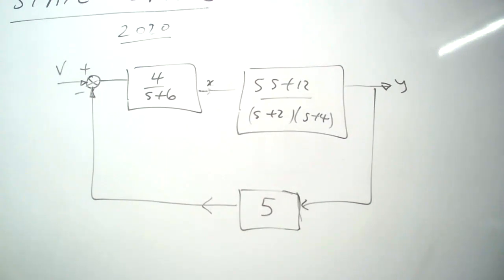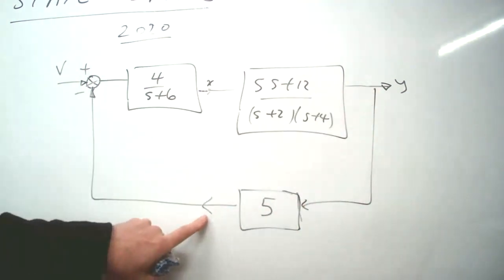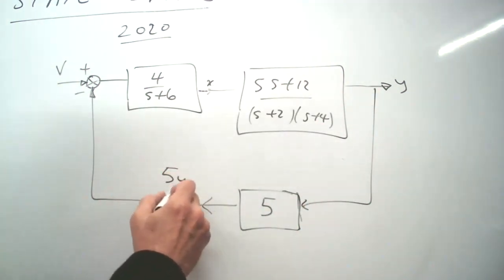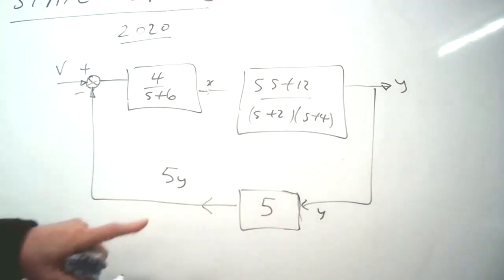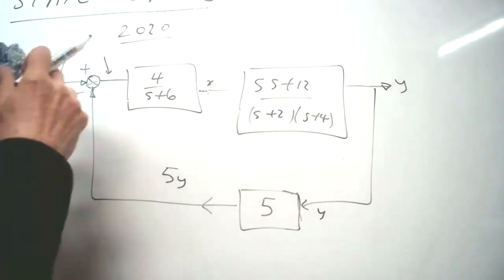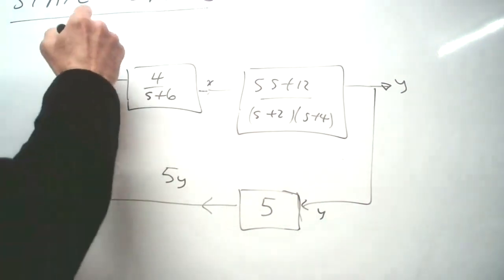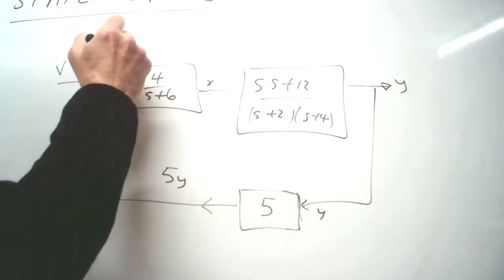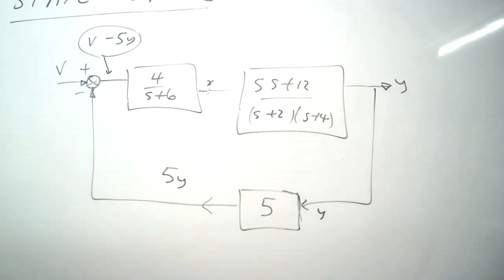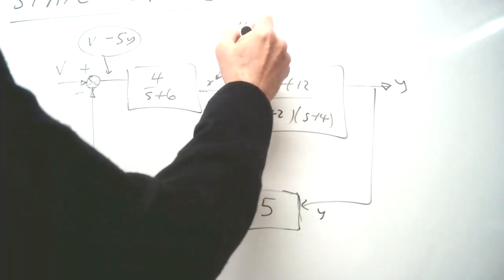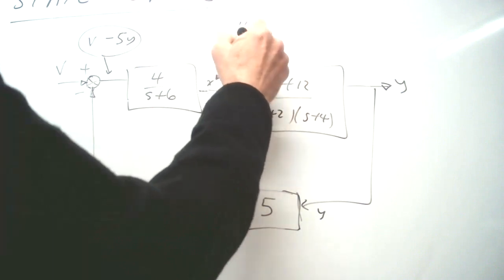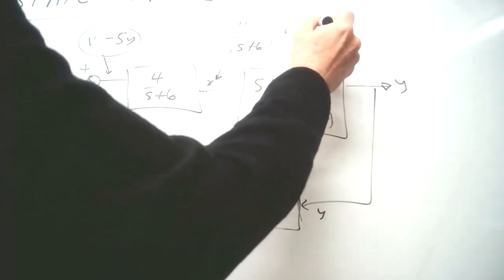And we've done that, we can probably get the equation to mess about with now. So start around here. That signal there is 5y, isn't it? Because if that's y there, y times 5 is 5y, and that signal there will be v minus 5y, and that signal there will be 4 over s plus 6 times v minus 5y.